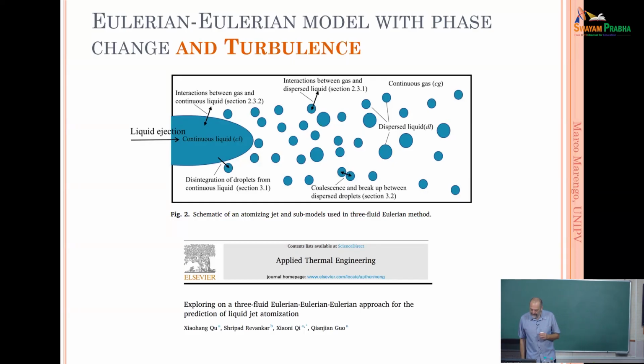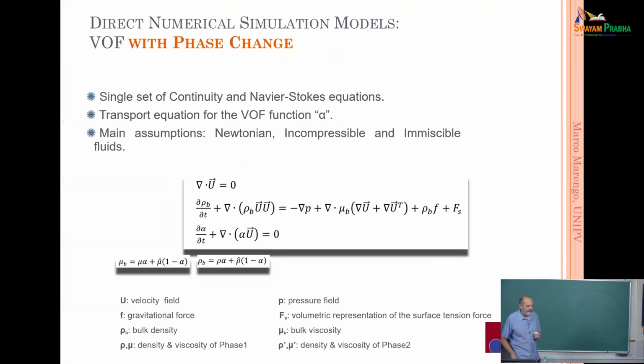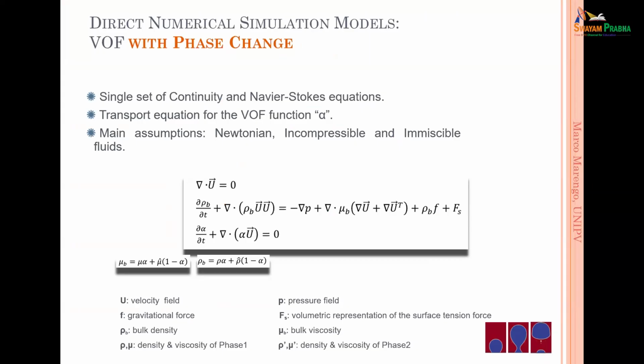This is a paper that I found, and this is a three-fluid Eulerian approach for prediction of liquid jet atomization with turbulence. Wow, okay, everything together. So, in principle it's possible, but it's becoming very complex. Okay. Let's come back now, a little bit easier, and we would like to understand how to deal with the VOF when we have a phase change, okay?